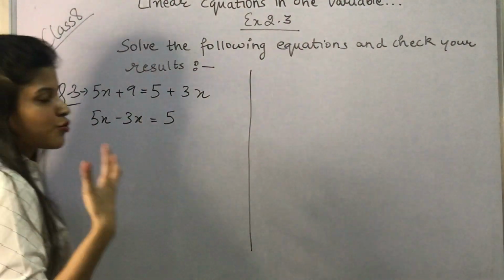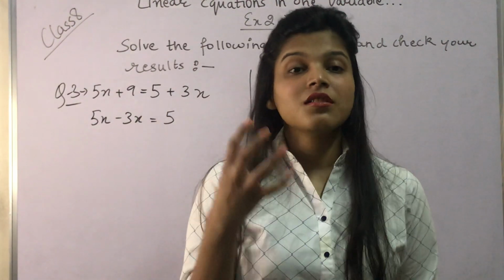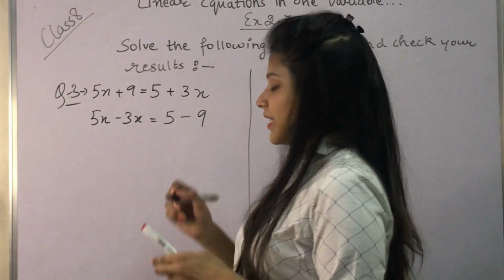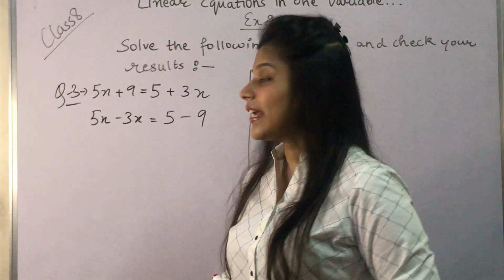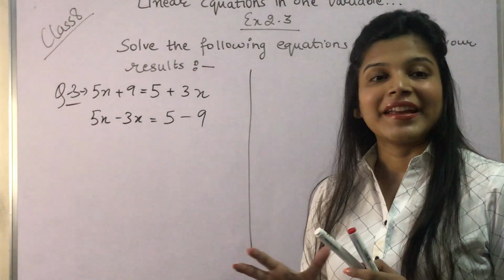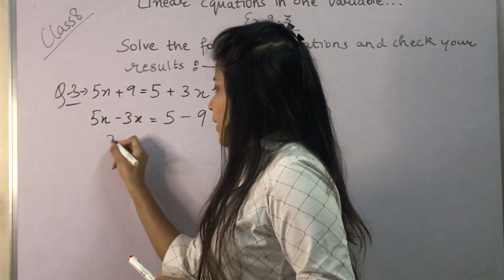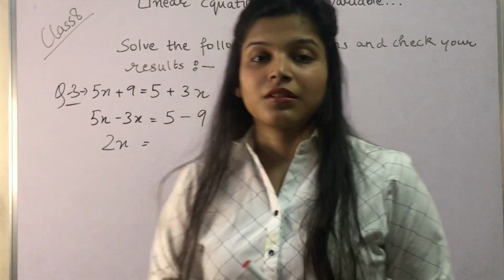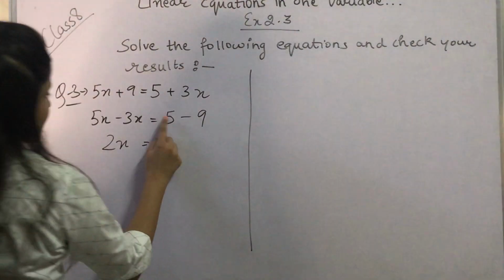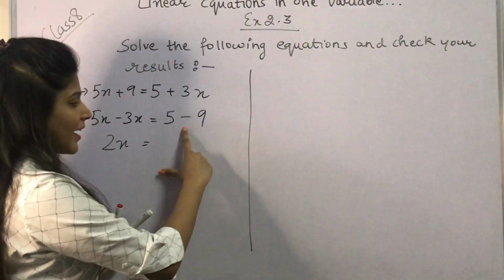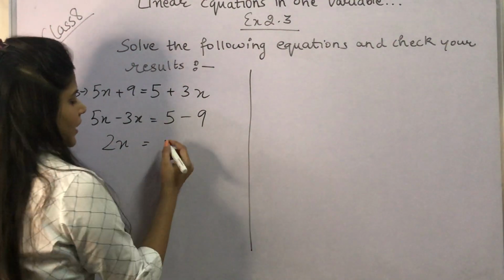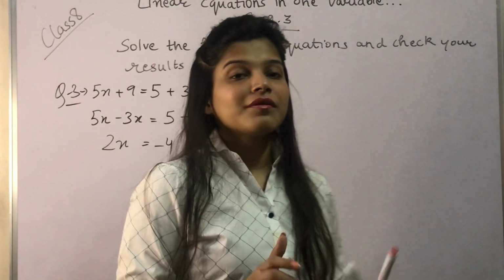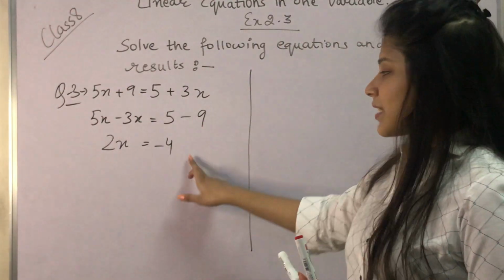9 will be transposed to the RHS and 9 is positive right now, so 9 will become negative. Minus 9, 5 minus 9. Alright, now 5x minus 3x will give us 2x equals to as it is, and 5 minus 9 will give us plus minus is minus, and the sign of the bigger digit. So 9 minus 5 is 4 but negative. Why? Because 9 is greater than 5. That's why we put the sign of 9.